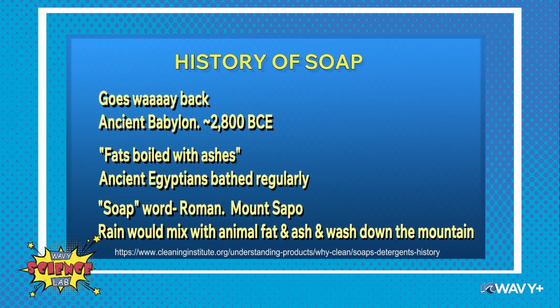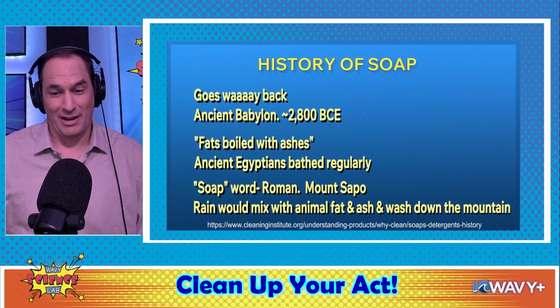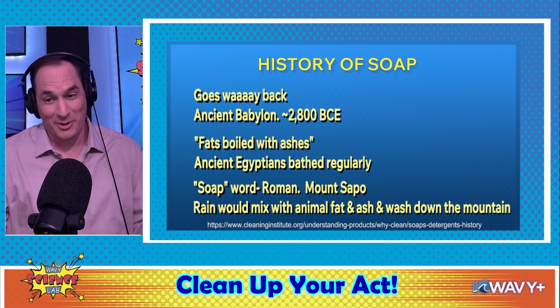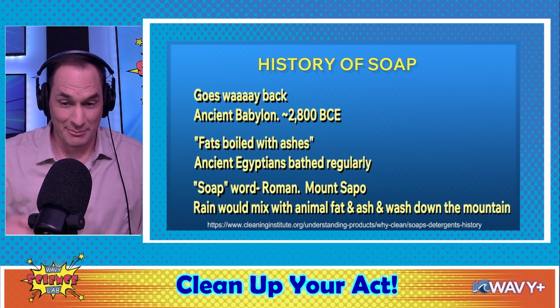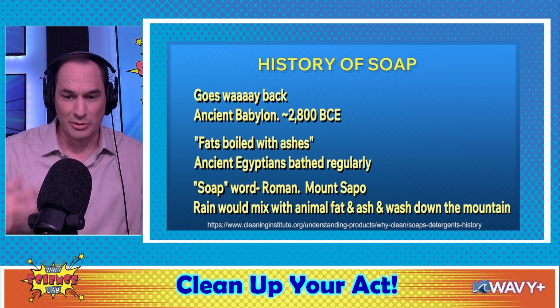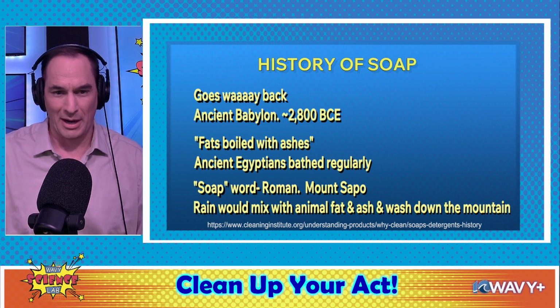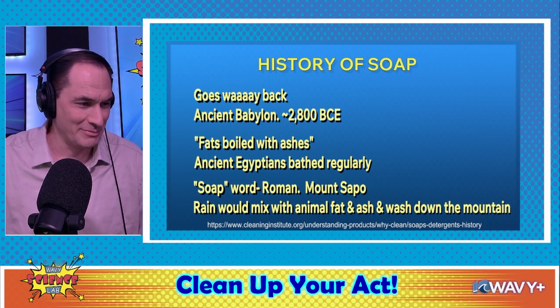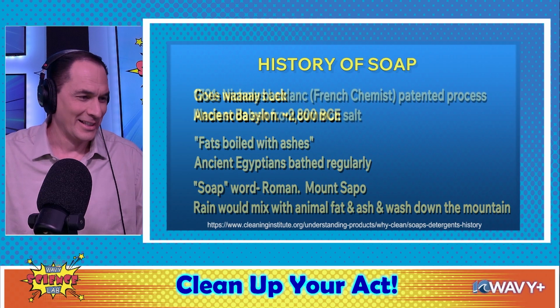Then soap, the word, I guess, is Roman. I didn't know this. Mount Sapo, rain would mix with animal fat and ash and wash down the mountains. How many animals were on that mountain? What were they doing? So it's interesting. I mean, wow. And then they learned that soap would work from that point. So just very interesting and very gross to know that.